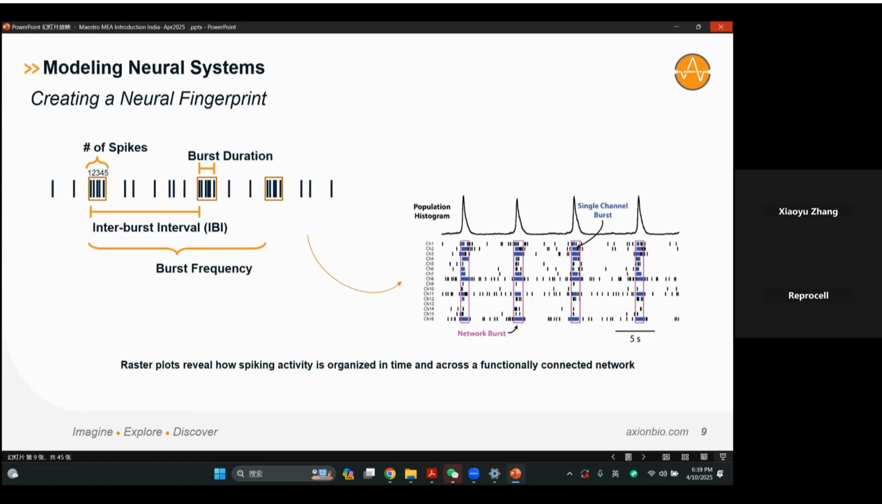With multiple electrodes in an array, you can examine coordinated activity across the entire network. We provide raster plots to reveal how spiking activity is organized in time and across a functionally connected network. A network burst is a coordinated cluster of spiking activity across multiple electrodes. Given the space between the electrodes, no two electrodes will detect firing from the same neuron. Therefore, coordinated activities such as network bursts represent synaptic communication between neurons.